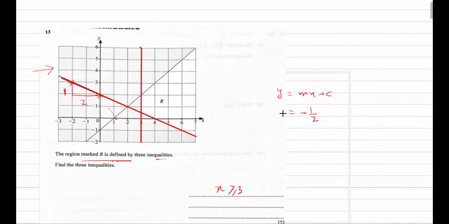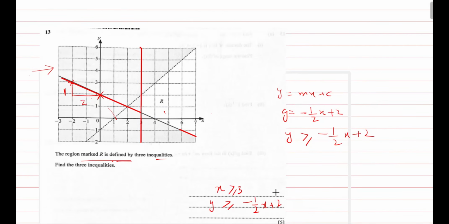And we can write this equation as y equal to minus 1/2x plus c. C is the y-intercept value. This is the y-intercept. This is 2. And we have to mention the region. This region lies above the line. Therefore, this equation will be y greater than minus 1/2x plus 2. And this is a solid line. We write y is greater than or equal to minus 1/2x plus 2.